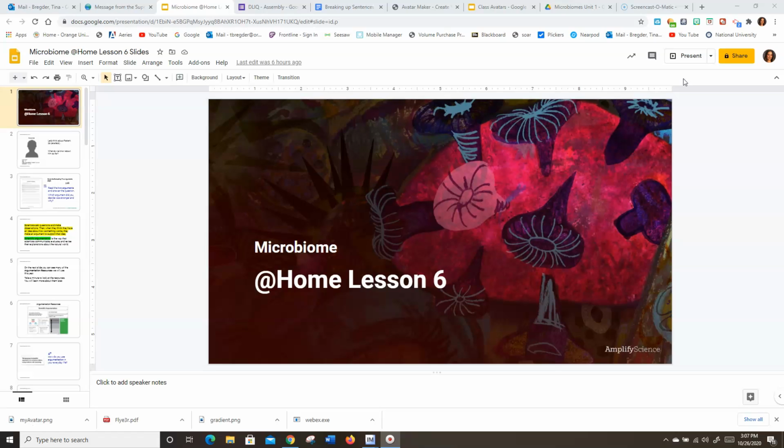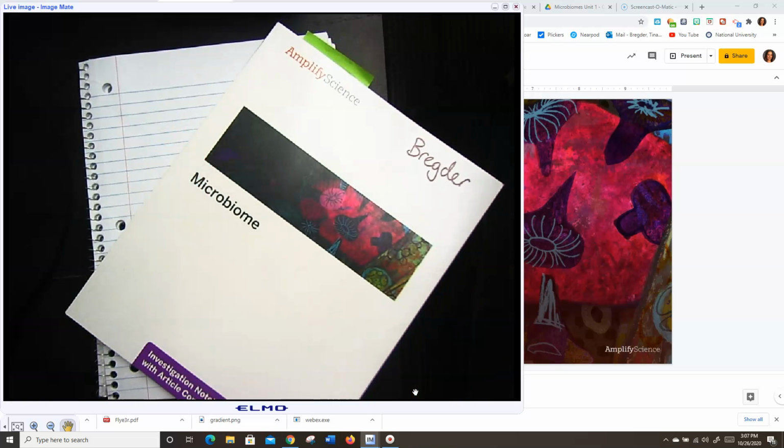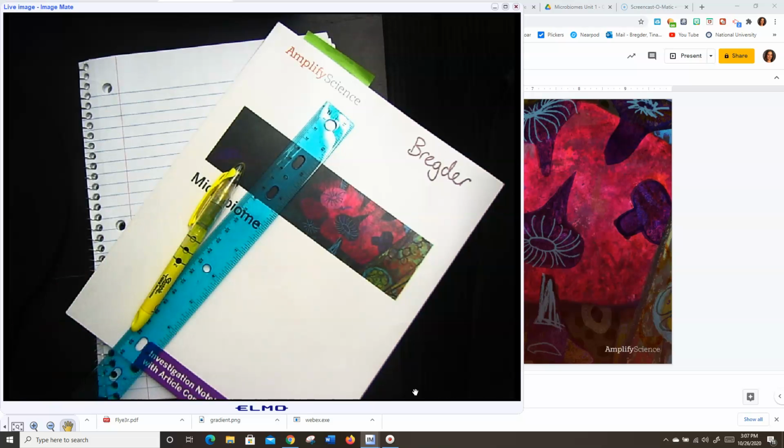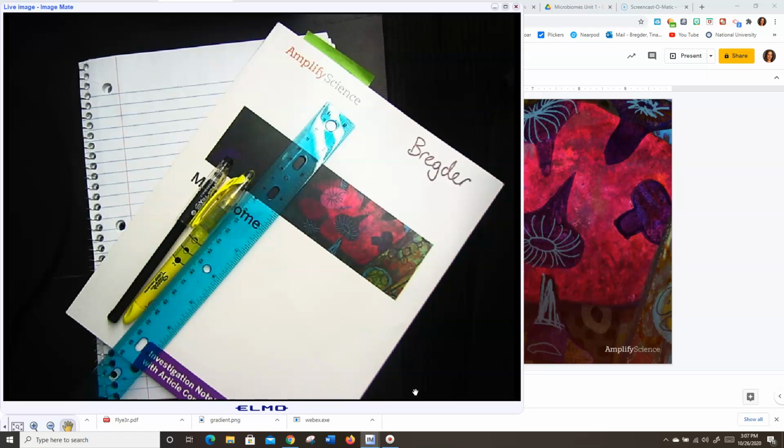You're going to need your microbiome book and your notes, along with a ruler, a pencil, and a highlighter. Okay, let me show you those right here. I'll bring up my overhead so I can show you. So you're going to need your microbiome notes, ruler, a highlighter, and a pencil or pen or something to write with. Okay, so go ahead and get those things.